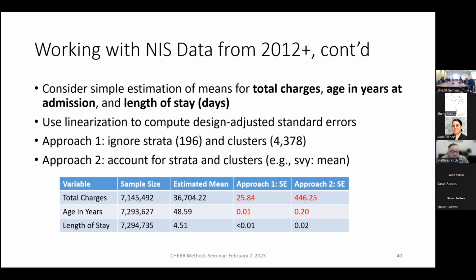So using 2012 data, which again are self-weighting, in approach 1, I ignored the strata and the clusters. In approach 2, I accounted for the strata and the clusters. Again, big samples, okay? So no concern about sample size. You see the estimated means are similar because weights aren't a critical issue. But look at the standard errors again. If I failed to account for the strata and the clusters, I'm severely understating the standard error. I'm saying that my estimates are way too precise given the sample design that was actually used. Okay, so same issue here.